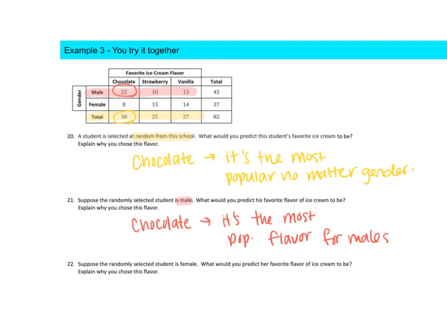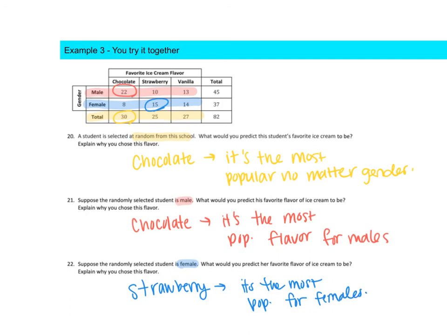And then the last one says, well, what if the student is a female? So I'm going to look at the female column. What's the most popular for females? Strawberry. So I would predict that it's going to be strawberry, because it's the most popular for females.